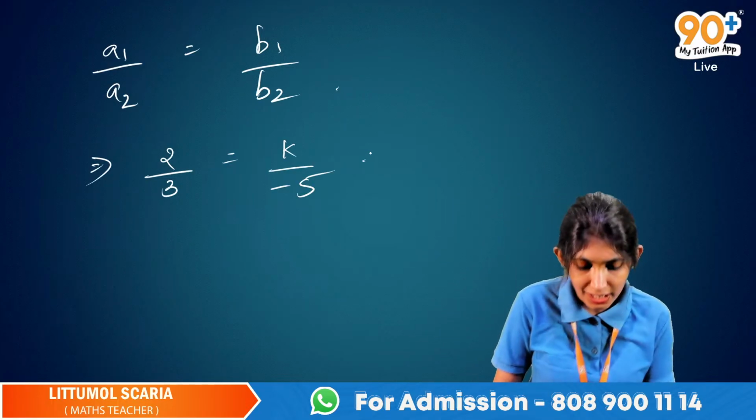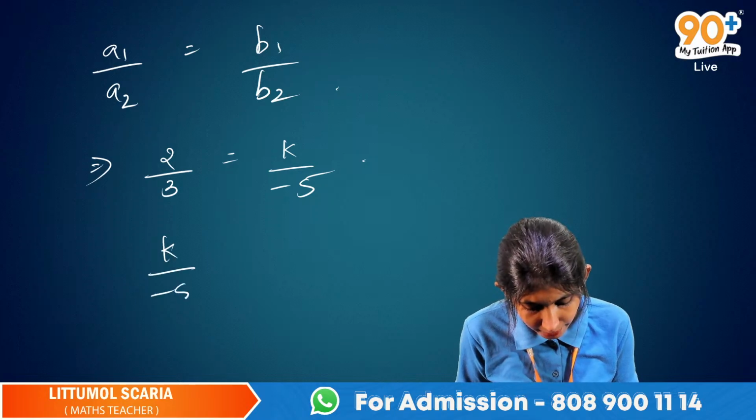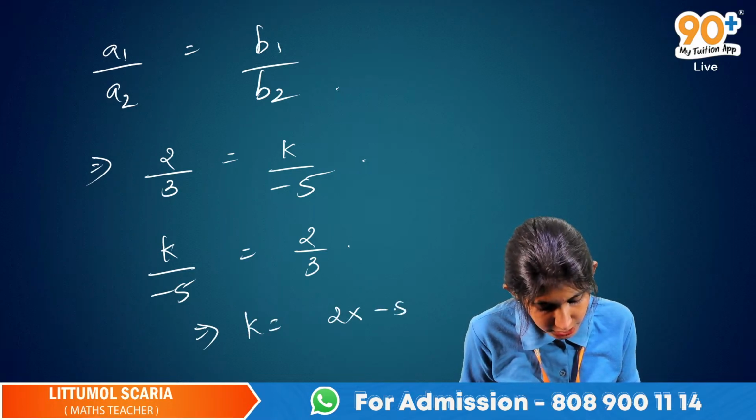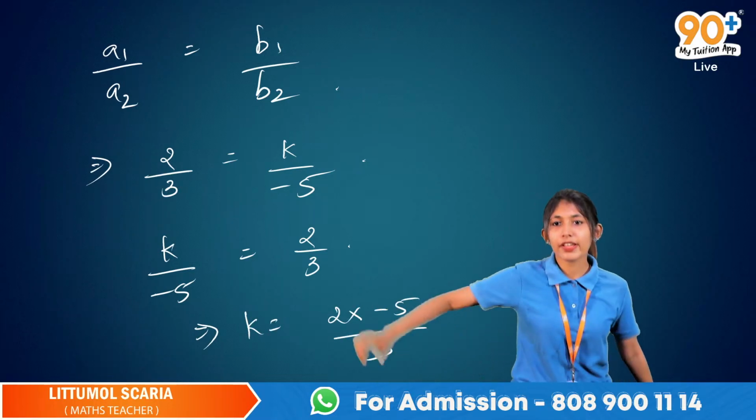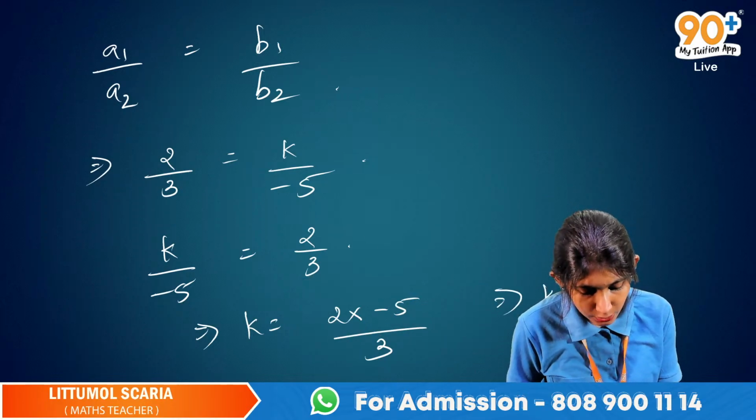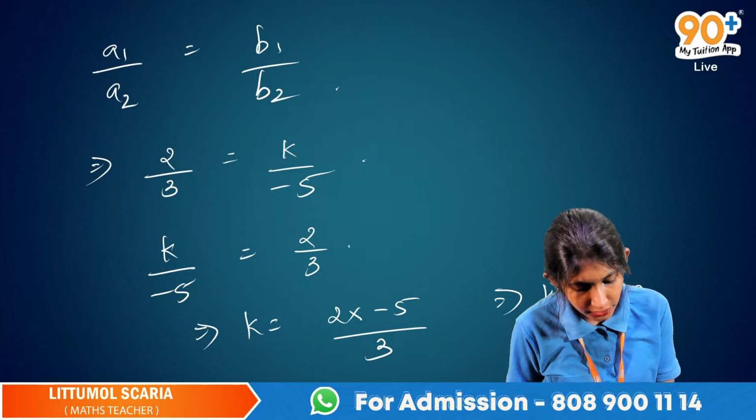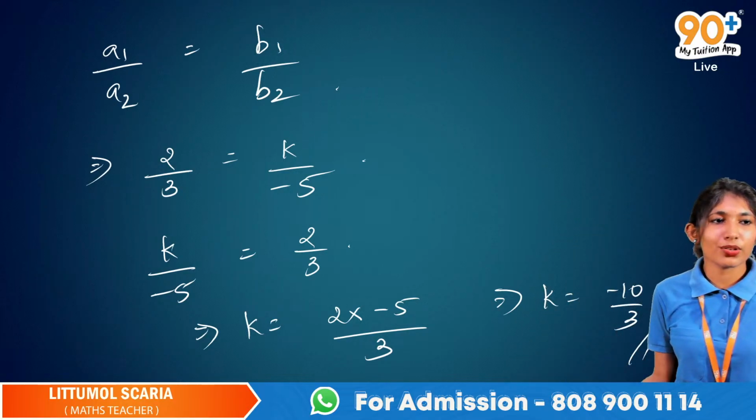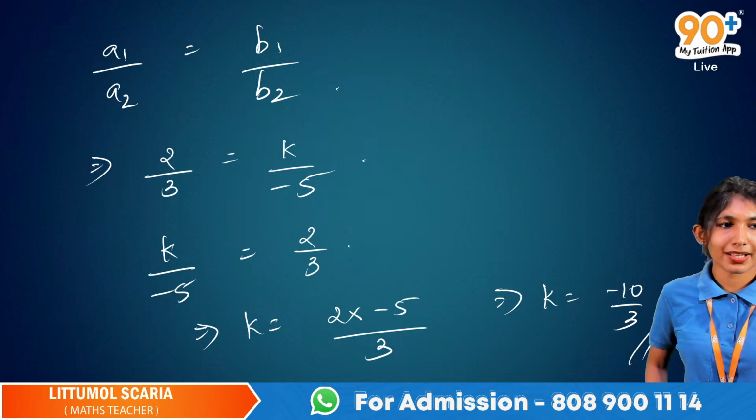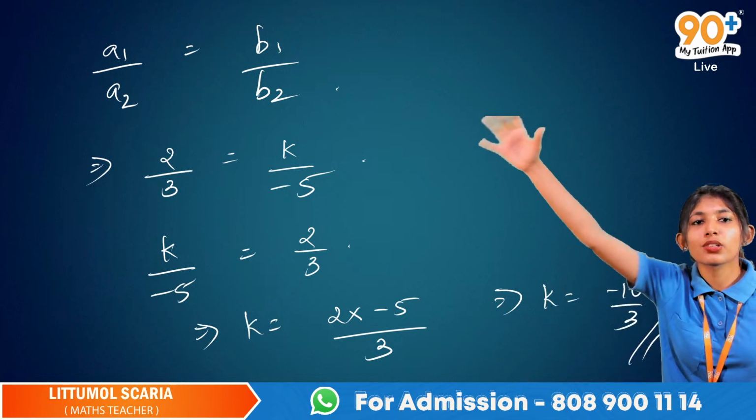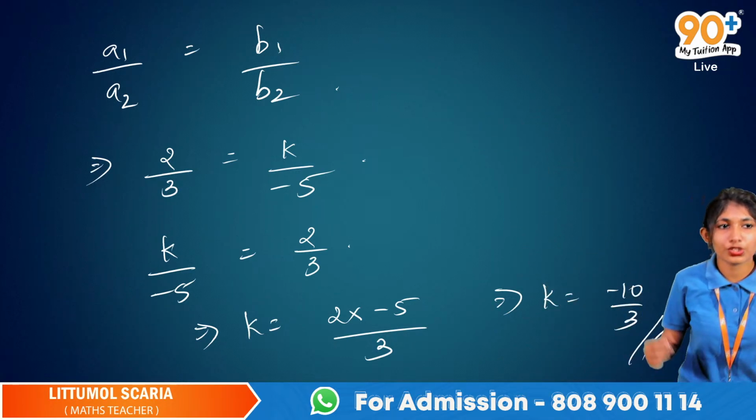So solve it. k by minus 5 is equal to 2 by 3, which implies k is equal to 2 into minus 5 by 3. Minus 5 is taken from the left hand side to the right hand side, which implies k is equal to minus 10 by 3. So if you know the relationship between the ratios A1 by A2, B1 by B2, C1 by C2 for parallel, intersecting and coincident lines, you can solve any kind of question which appears like this.